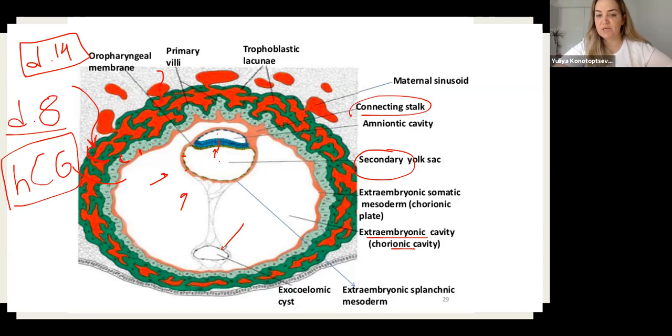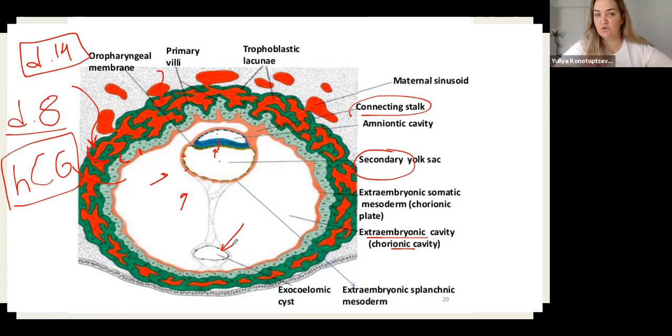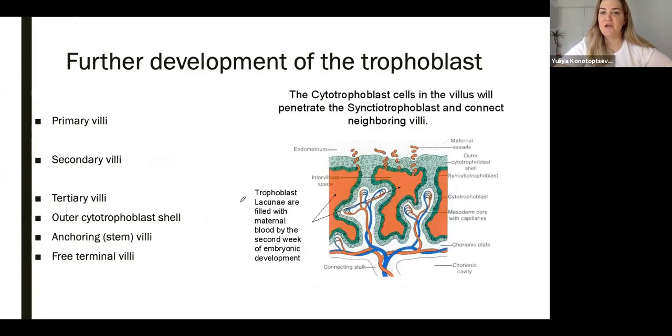What is the exocoelomic cyst? That is the primitive yolk sac. That was the remnant of the primitive yolk sac, right? So it's whatever little tiny part of it that sometimes is visible. So what we're going to do right now, we're going to talk about the early phase of placentation. Okay, so the early phase of making the placenta.